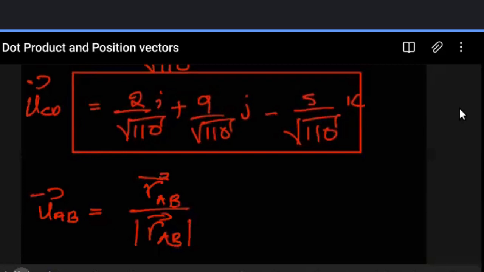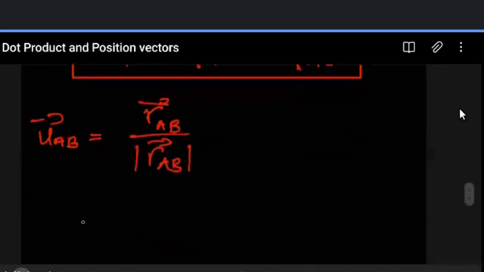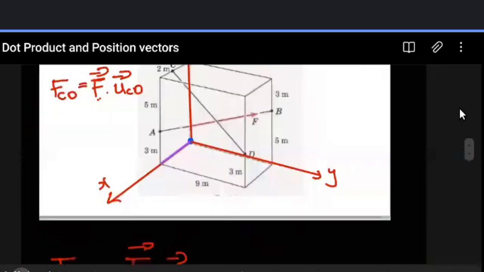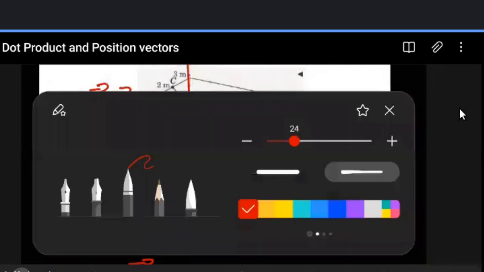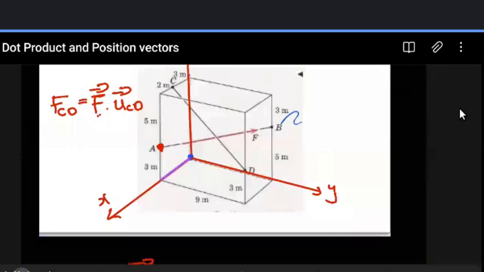Okay, so we need these two, RAB and the magnitude of RAB. But how do we get it? Now we're going to use a shortcut. How does it go? Well, for the shortcut, here's what you have to do. Just start. You're moving from this point A. How do you move? Well, to move from that point A, in the y-axis, you're going towards B.